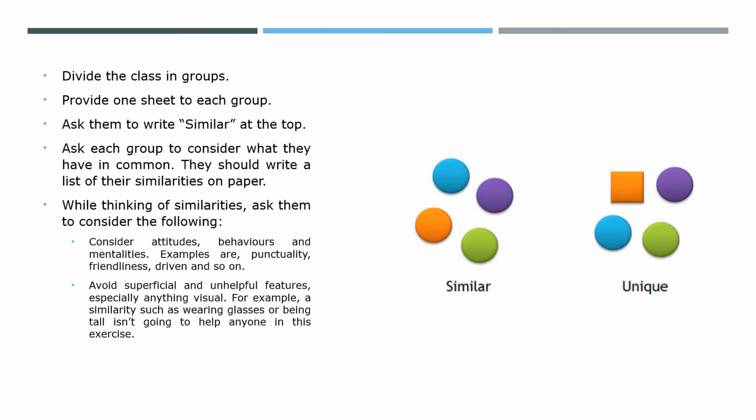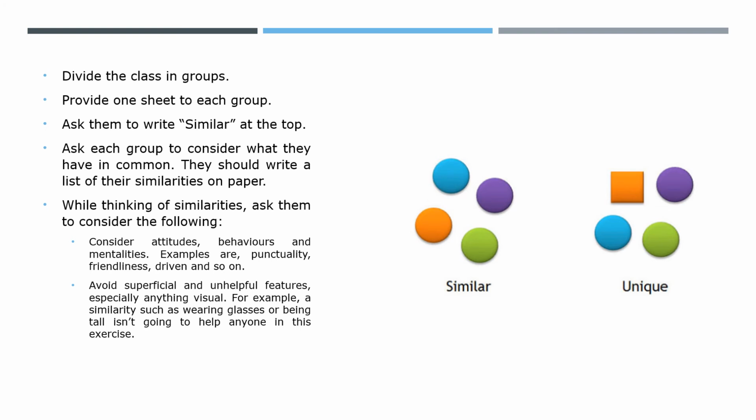But you can divide the class in groups, and then to each group you're going to give a piece of paper, and you will ask them first to write what they have in common, the members of this group. The members of the same group will be talking to each other, and they will try to find similarities between themselves, and they're going to write that on a piece of paper.